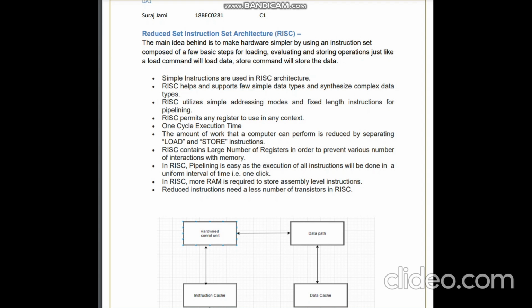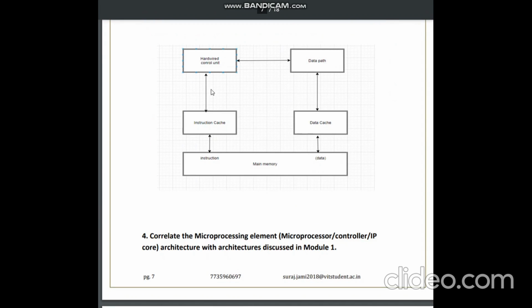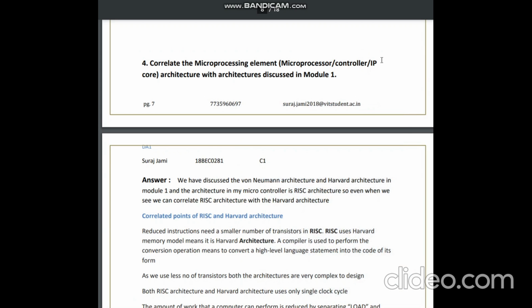RISC contains a large number of registers in order to prevent various numbers of instructions interacting with memory. In RISC, pipelining is easy as the execution of all instructions will be done in a uniform interval of time, that is one clock. In RISC, more RAM is required to store the assembly level instructions. Reduced instructions need fewer transistors in RISC. So this is the flow chart for the RISC memory. Okay, let's go to the fourth question right now.